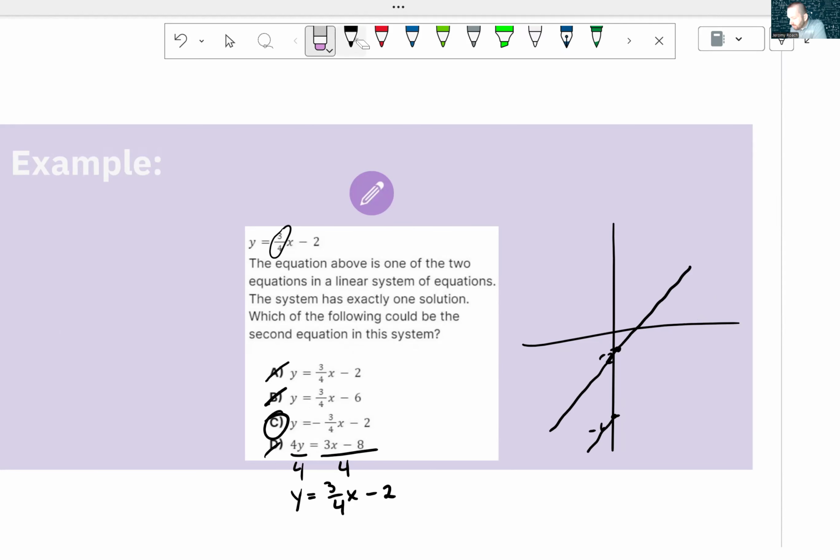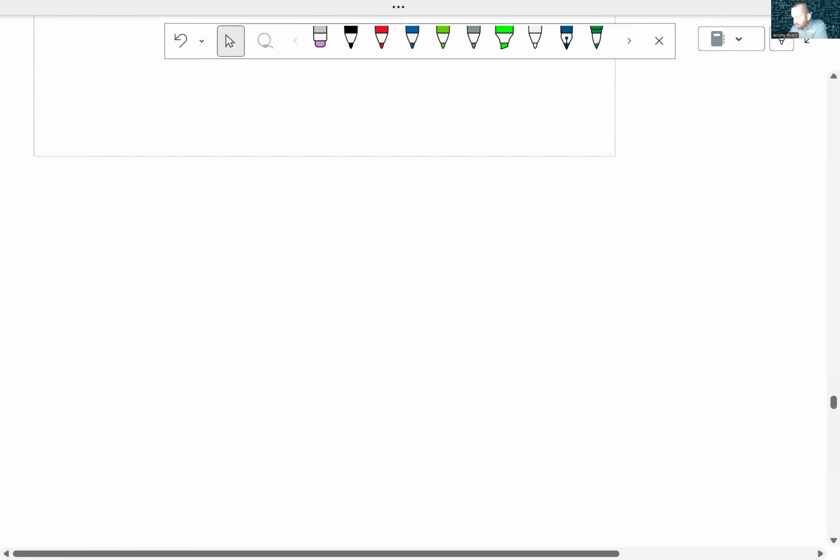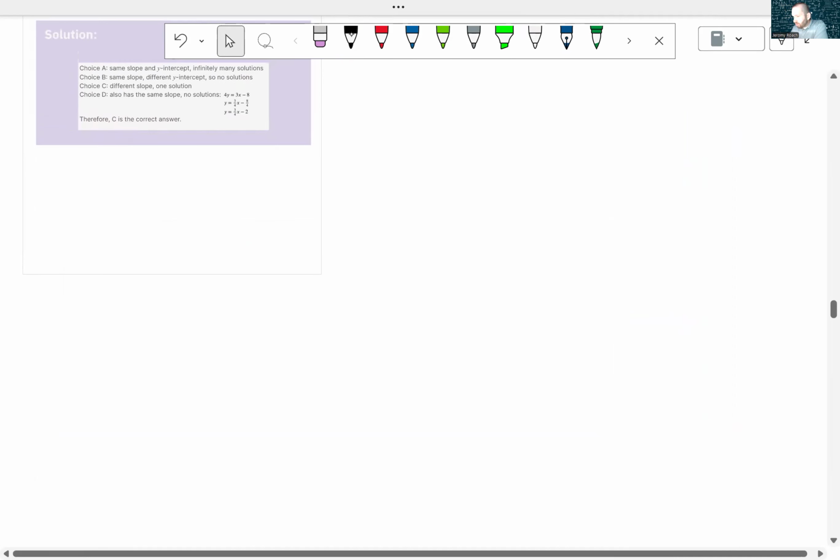So if we go back, look at C, -2 is the y-intercept for our second one, and then we go down 3/4. So like this. And I'm just doing a quick estimation. You can always use Desmos to check if you need to. But there is just one solution for C. Okay, correct answer is C. And I believe that's everything for our rules and formulas.